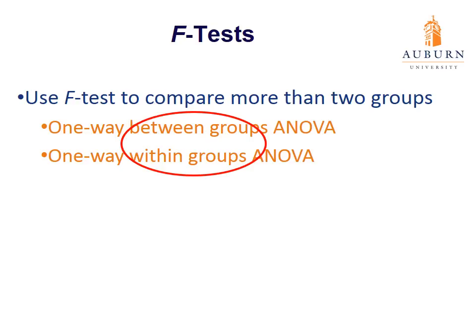So the between or within groups ANOVA tells us something about the research design. It tells us if the observations are being measured once and only once, or if they're being measured multiple times, similar to an independent and dependent sample t-test. So let's go ahead for this lecture and focus on the one-way between groups ANOVA. We'll get to the within groups ANOVA in another lecture.